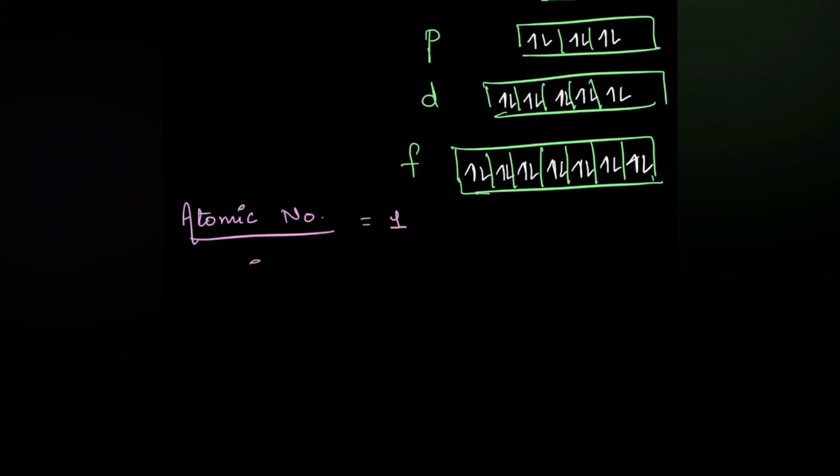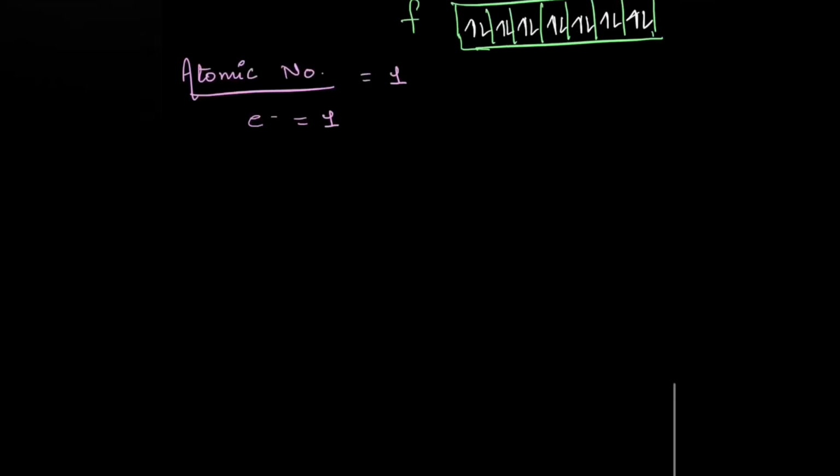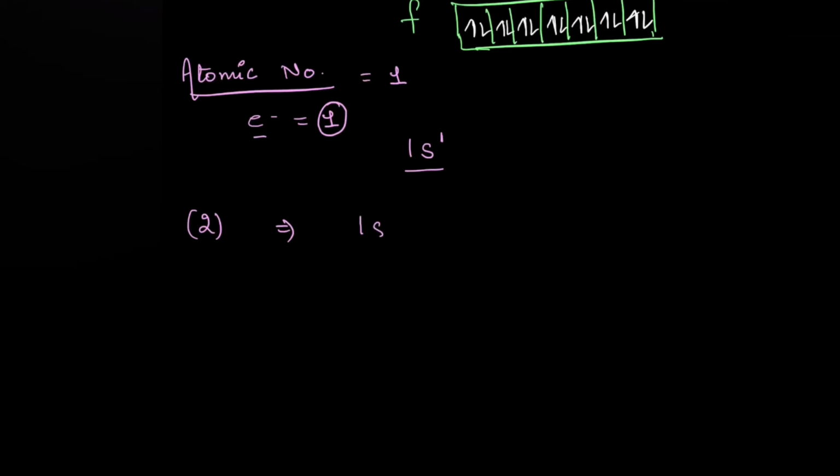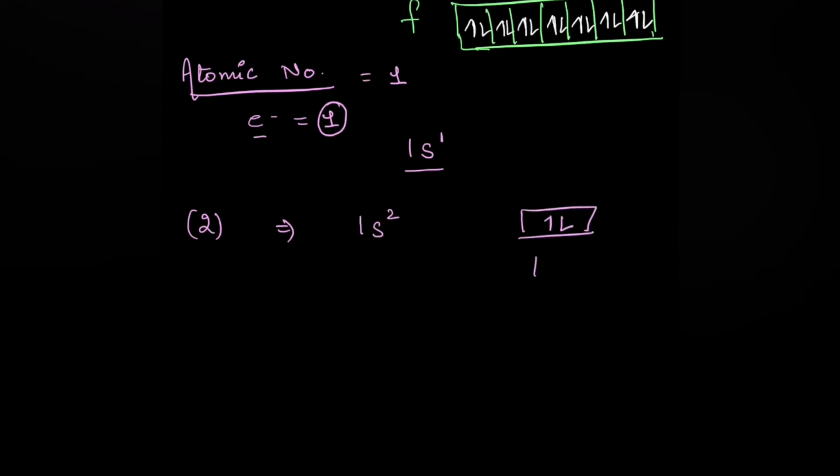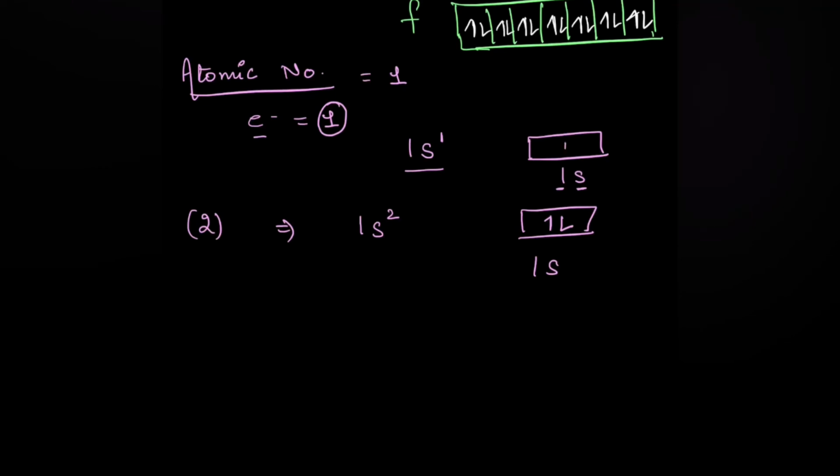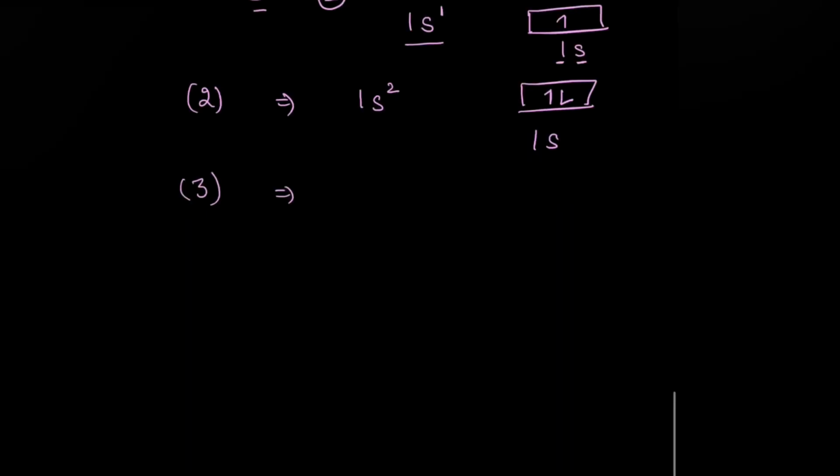Now let's get started with atomic number 1. So it means that they have only one electron in it, and to fill this one electron, in accordance with Aufbau principle, 1s comes first, and since there is only one electron, this one will be written as a superscript. So this is the electronic configuration for the atomic number 1. Now if we have atomic number 2, then again we have 1s, but the superscript will be 2. 1s has two electrons in it. In the above example, we had only one electron.